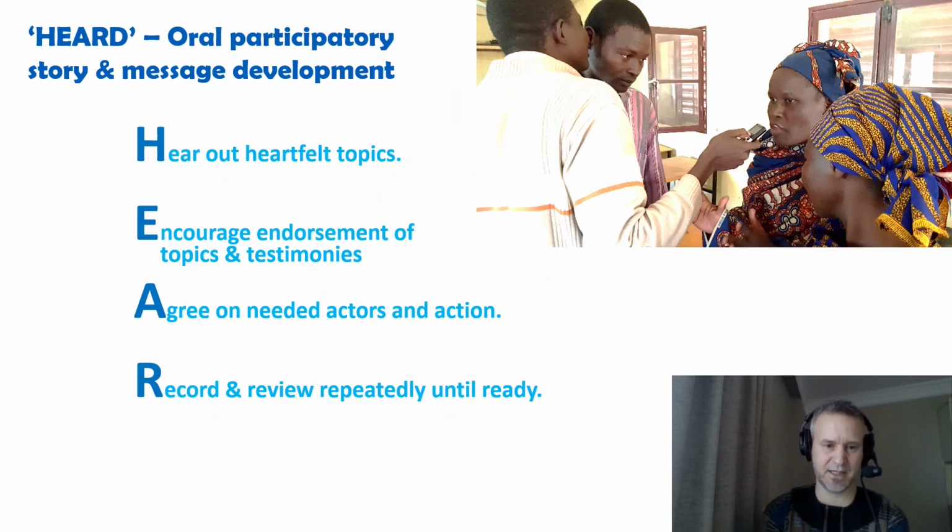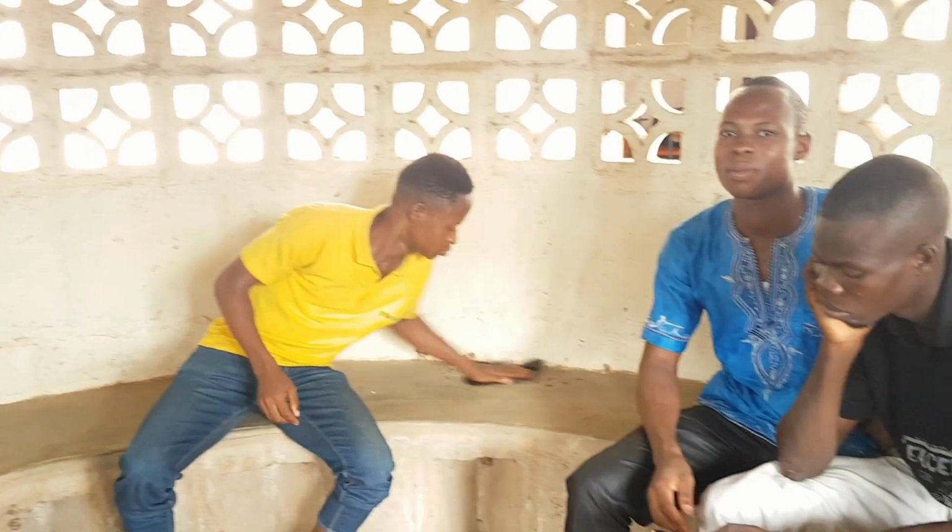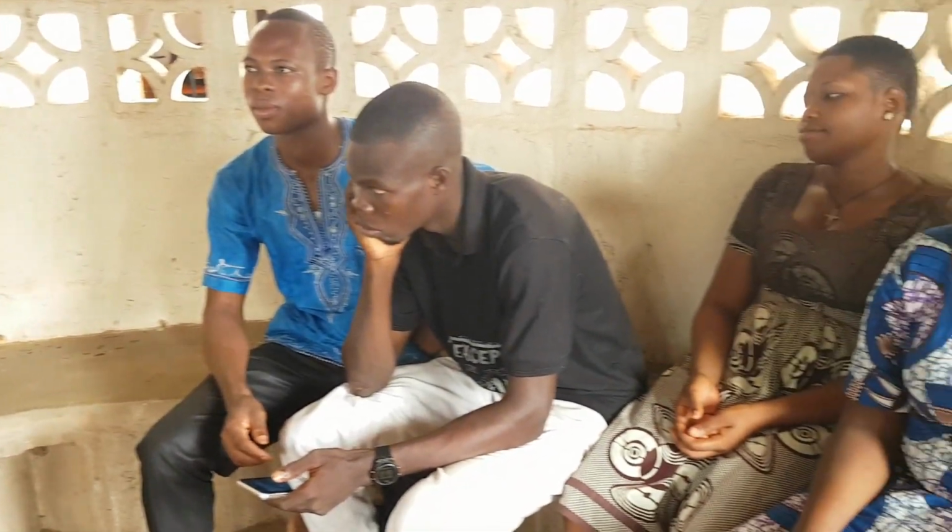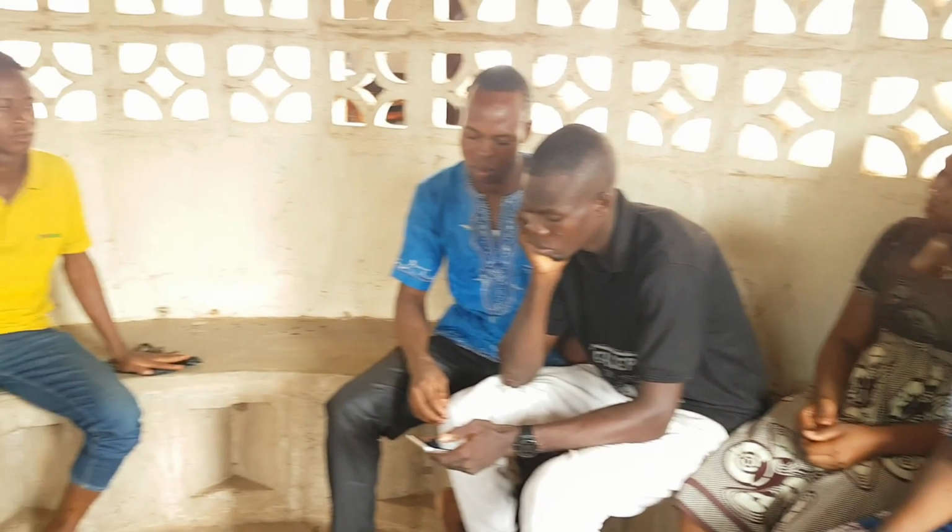Alright, so once you've agreed on the needed actors and action, basically you then jump into recording and reviewing the scenes repeatedly until they are ready. What do I mean by that? It's very important to know that when you do this the first time, some of your participants might still say, well, how are we going to do this? And tell me again what I need to say. And that's fine. Just repeat their roles. Help them to understand who they are, what their emotions are. But also you want to make sure that they really act out naturally in their roles.